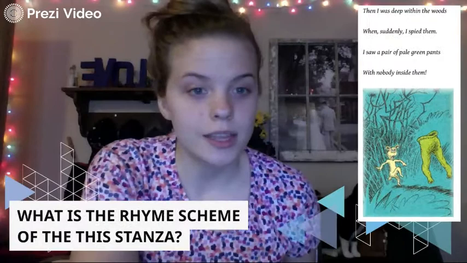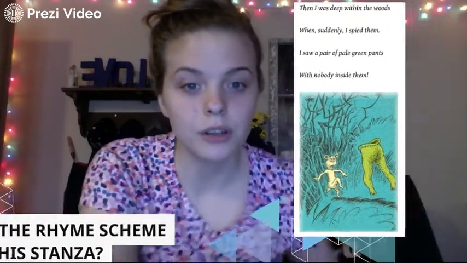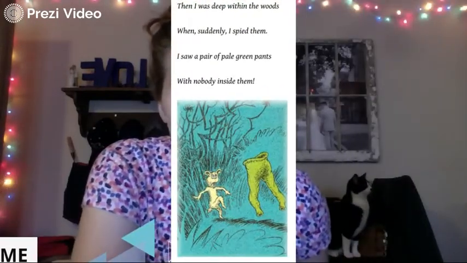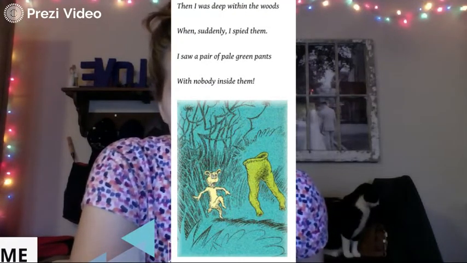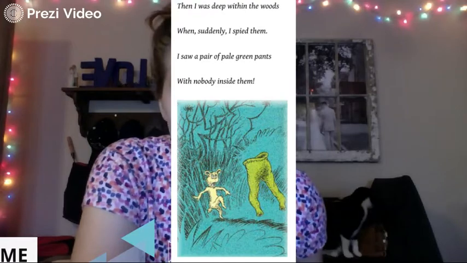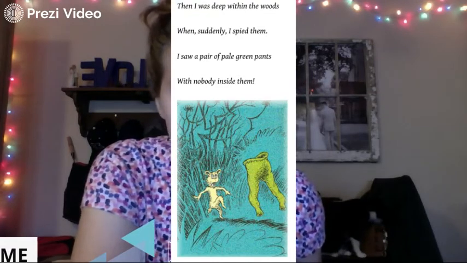All right, let's try this one out. This is from another Dr. Seuss poem. Then I was deep within the woods, when suddenly I spied them. I saw a pair of pale green pants with nobody inside them.